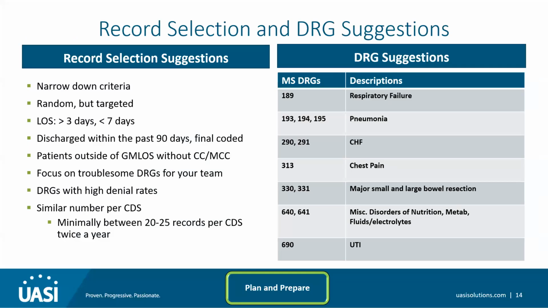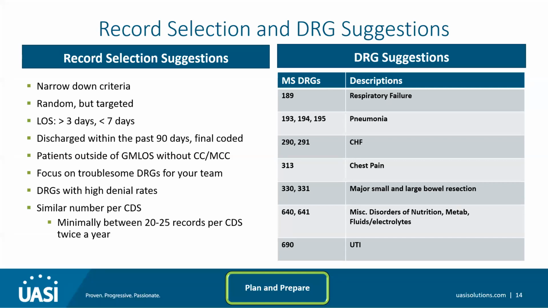The last planning and preparation question is how. And that's probably one of the most discussed questions there. How are records selected and how many records per CDS? We do our audits at UASI client specific based on their needs, but some general suggestions, if asked, are included.